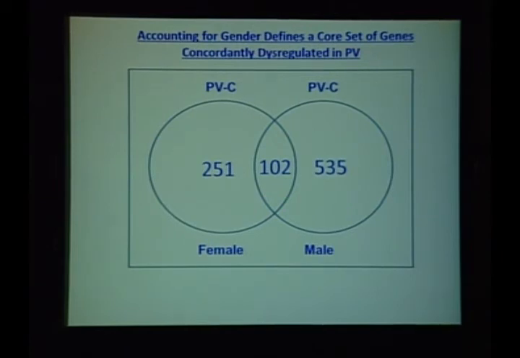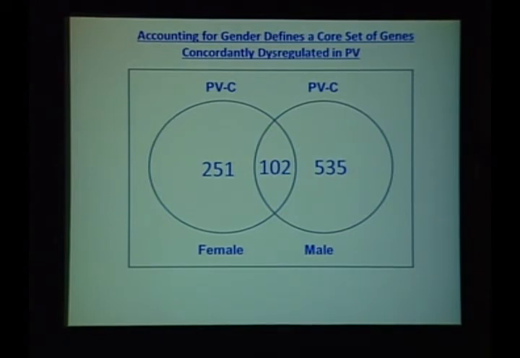Female patients with polycythemia vera dysregulate 251 genes. Now, there's 22,000 genes, and you can do the math. We're down about 1% or less than 1% of the genes. That's all it takes. The men, on the other hand, dysregulate twice as many genes, so about 2%. And that's all.